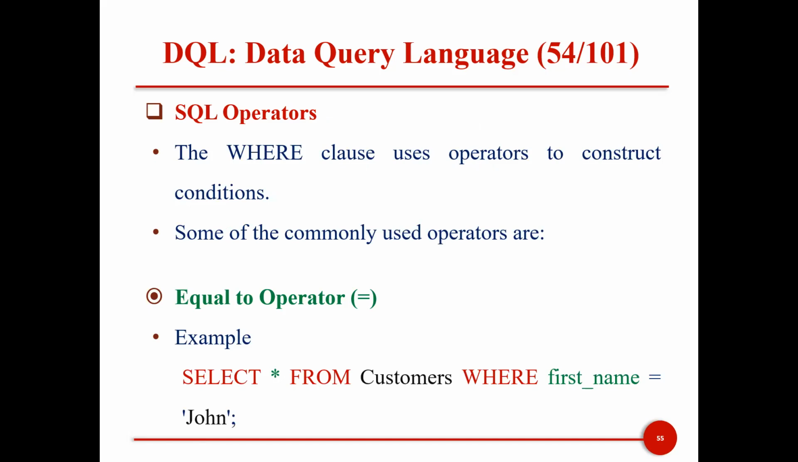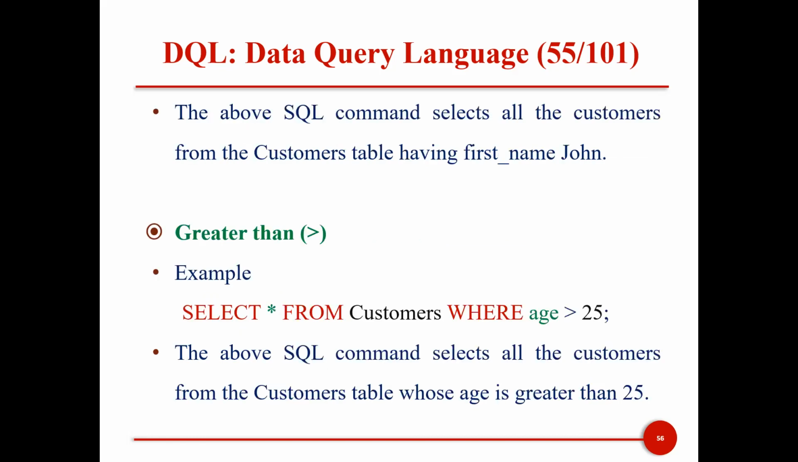For example, the where clause uses operators to construct conditions. Some of the most commonly used operators are equals to. For example, if I want to retrieve all the customers from the table called customers, but only the male customers, that's when I can put the sex equals to male. If I want the female ones, I can use female. So you use this particular operator, the equal sign, to show that it is equal. Then we have greater than.